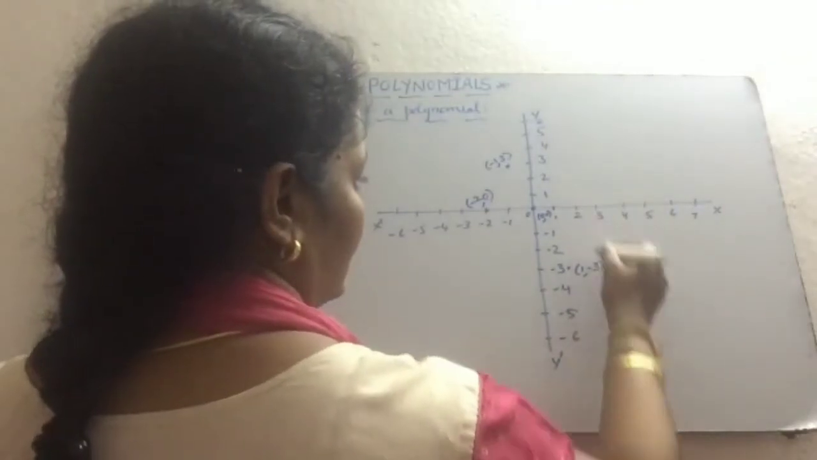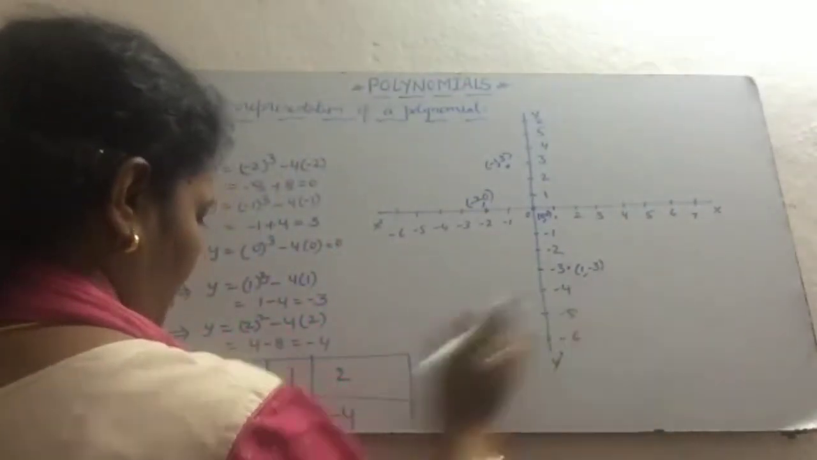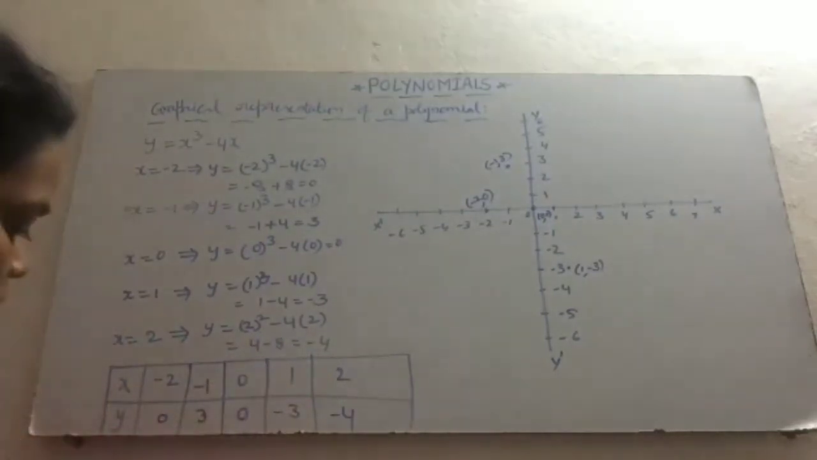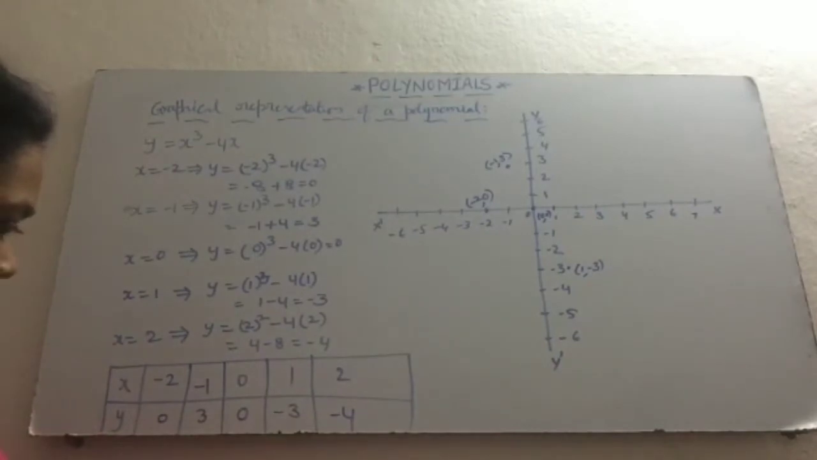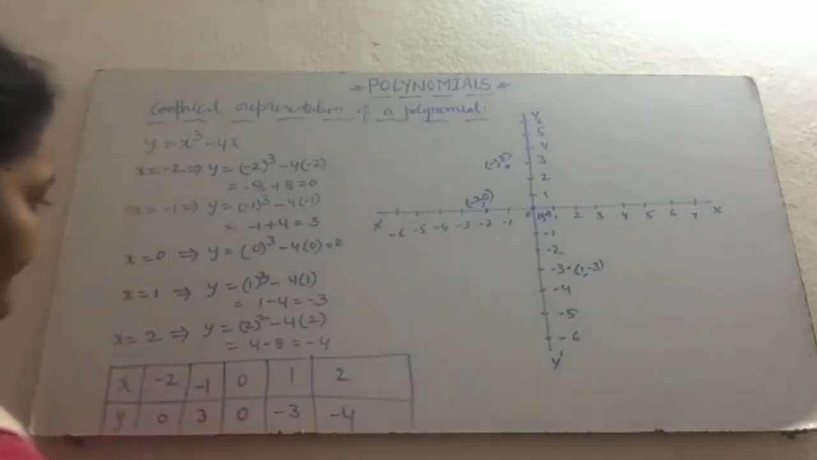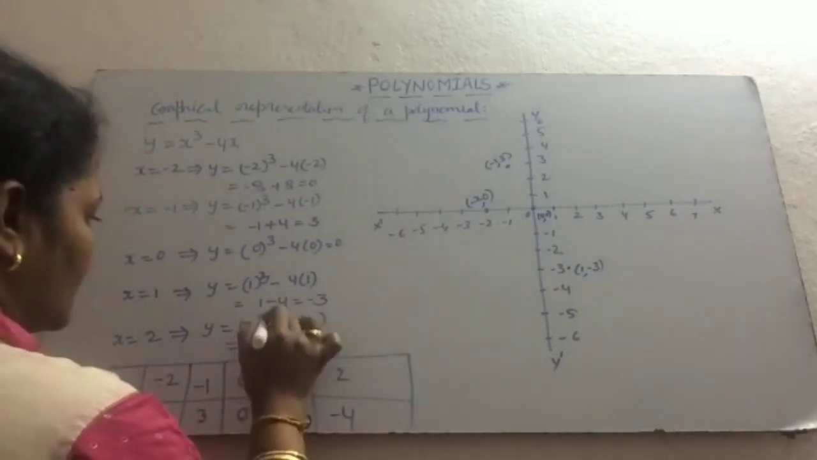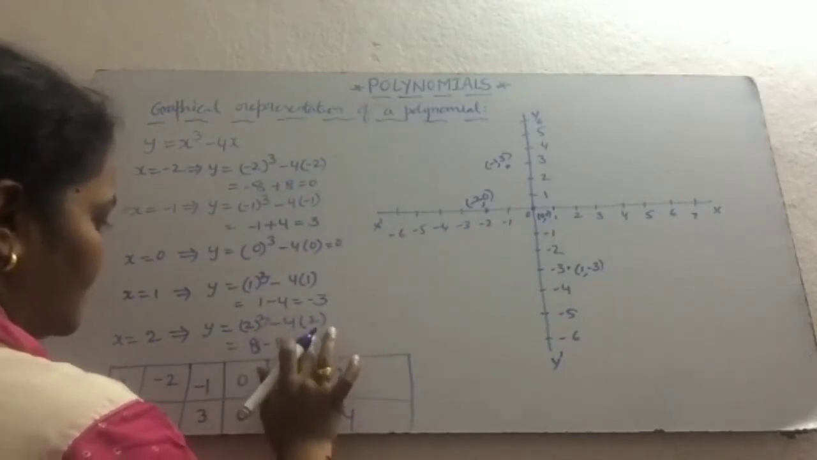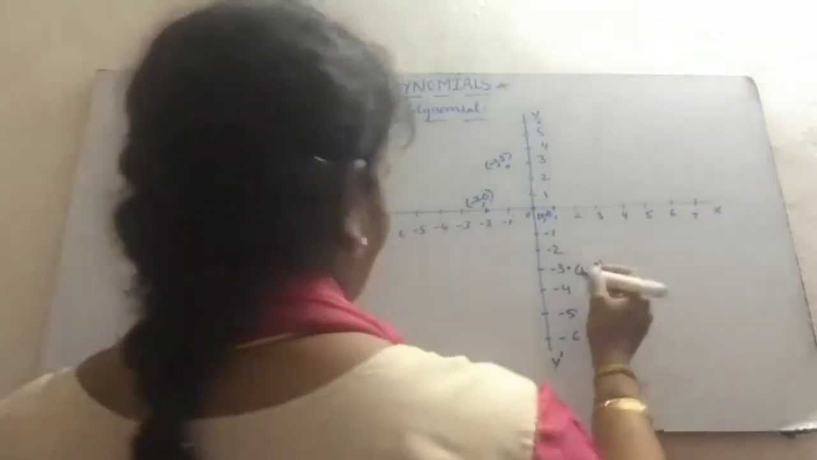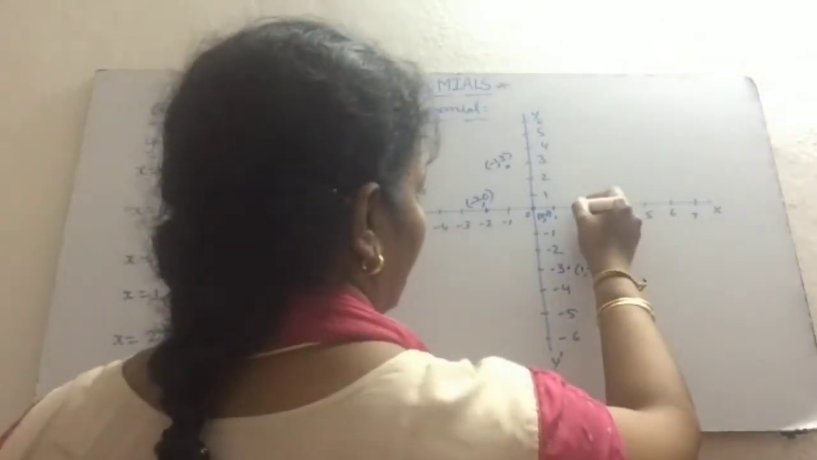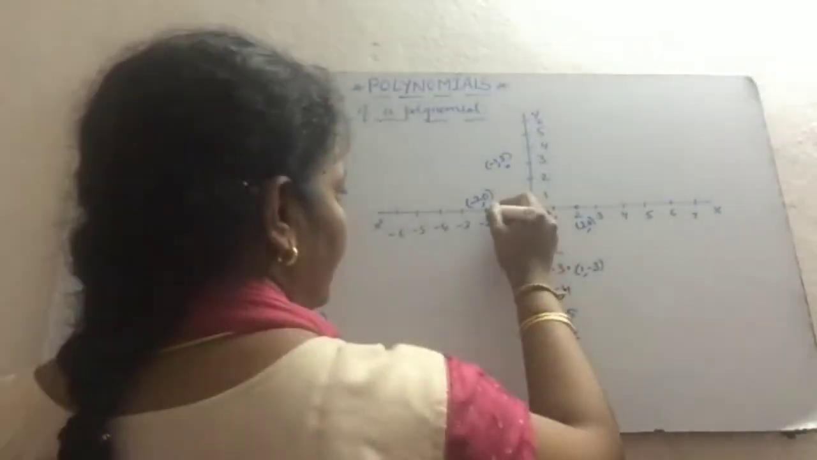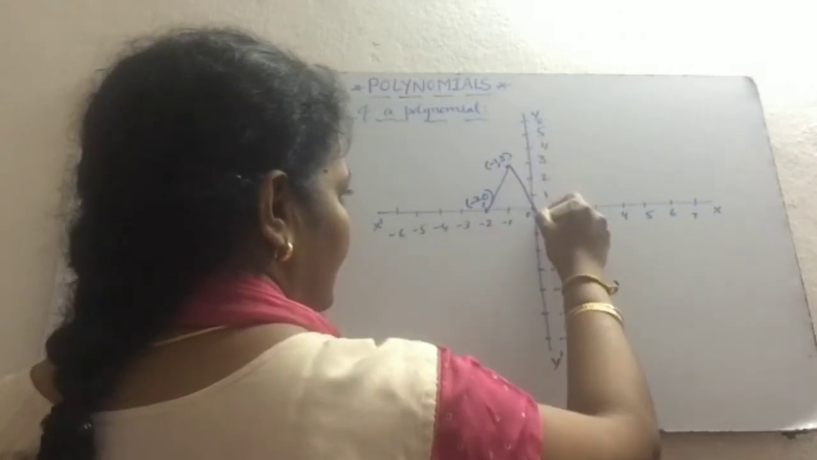Sorry, so this is 8 minus 8, here 0, 2 comma 0. So here 2 comma 0. Then we join these points, we will get the curve like this.